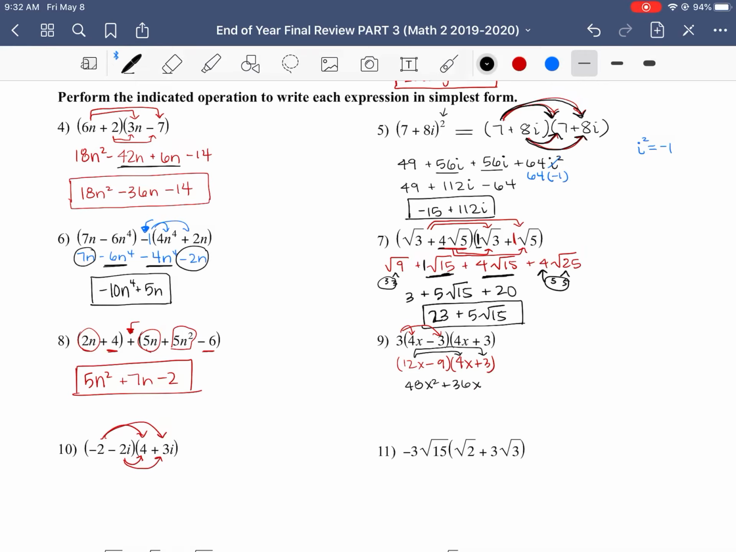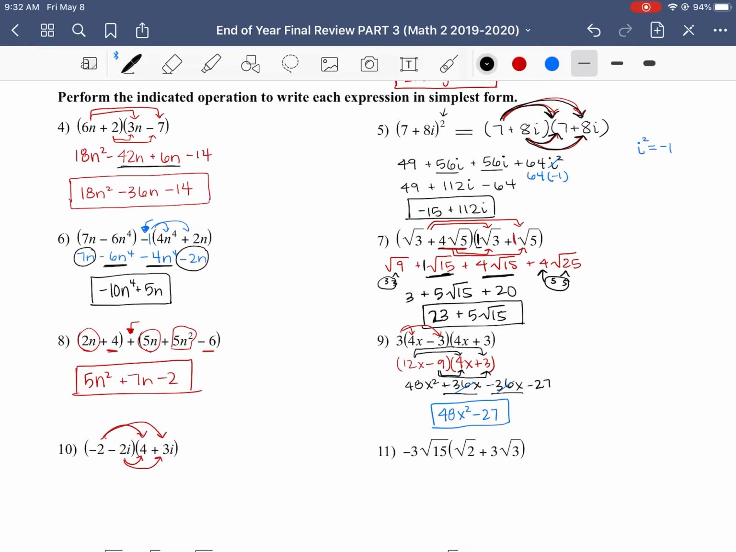12x times 3 is a positive 36x. Negative 9 times 4x is negative 36x. And negative 9 times 3 is negative 27. Notice there in the middle you've got a positive 36x and a negative 36x, so those two are going to add to 0. That just leaves you with 48x squared minus 27.